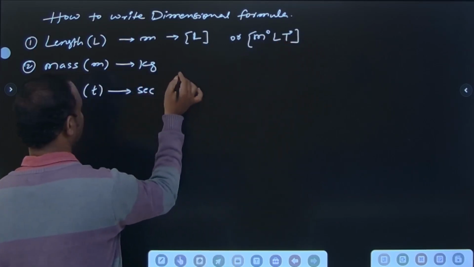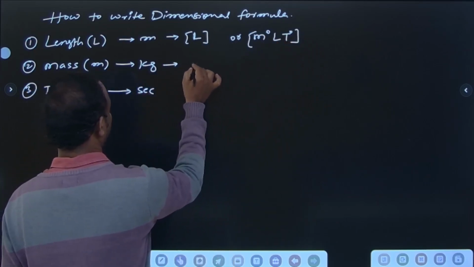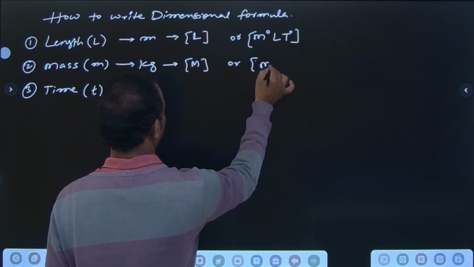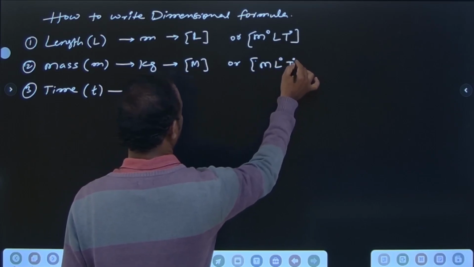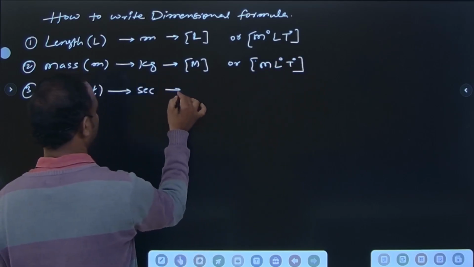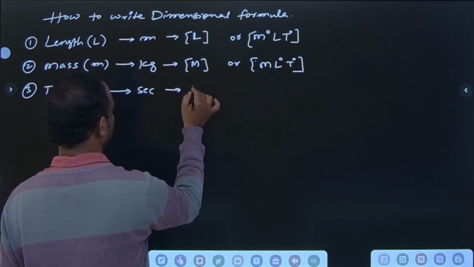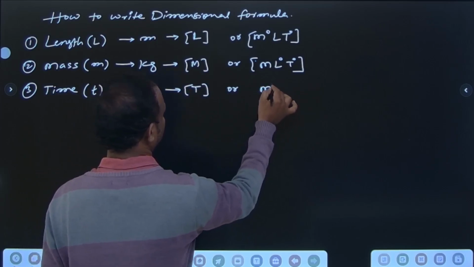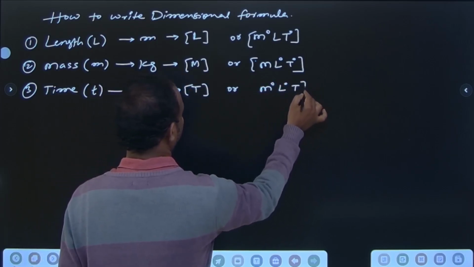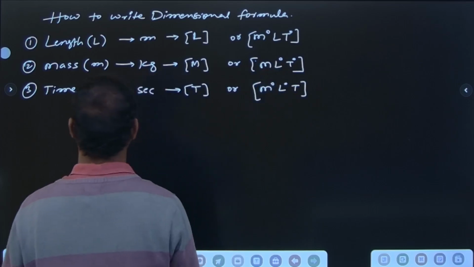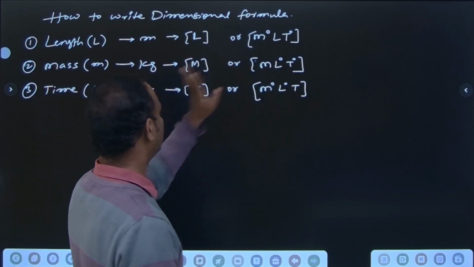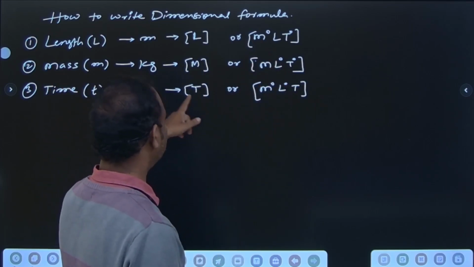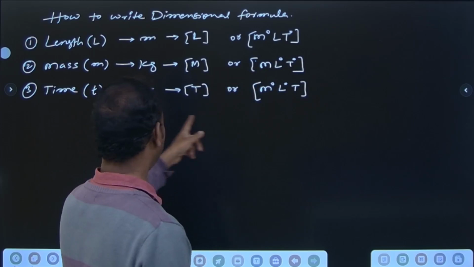Mass is capital M, and we can write M, L power 0, T power 0. Time is measured in seconds, and it is T, so you can write M 0, L 0, T. The dimensional formula of length is L, and the remaining terms have power 0. The dimensional formula of mass is M.